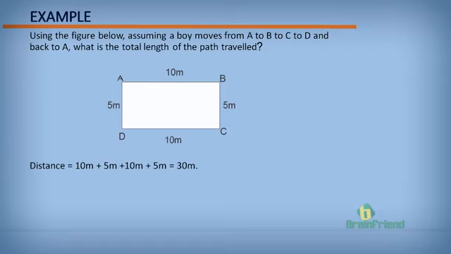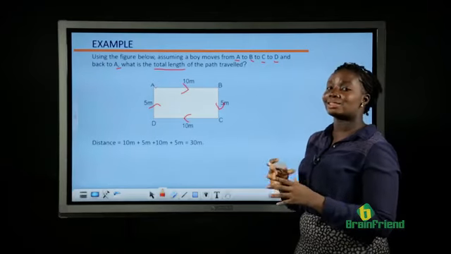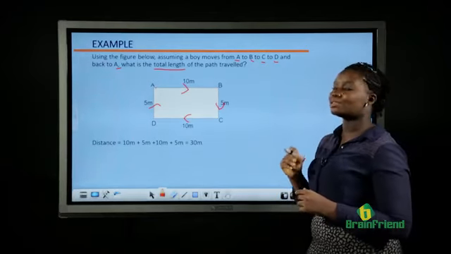Using the figure below, a boy moves from point A to point B to C to D and back to A. What is the total length of the path traveled? Now this is the diagram to illustrate this. He moved from this point in this direction to point B and then moved to point C in this direction, went back to D and then back to A. Now the question is, what is the total length of the path traveled? And as said earlier, distance is the total length of the actual path traveled.